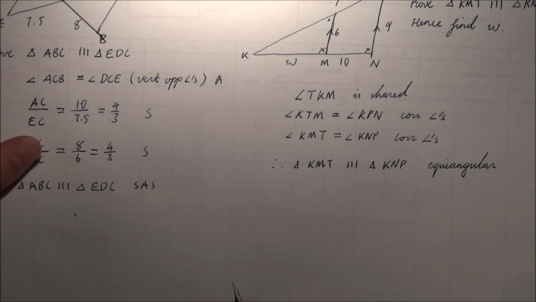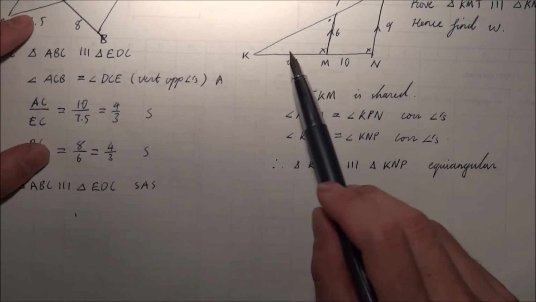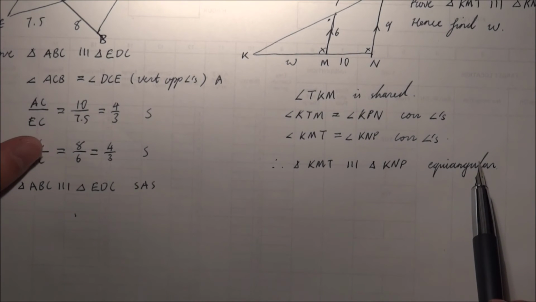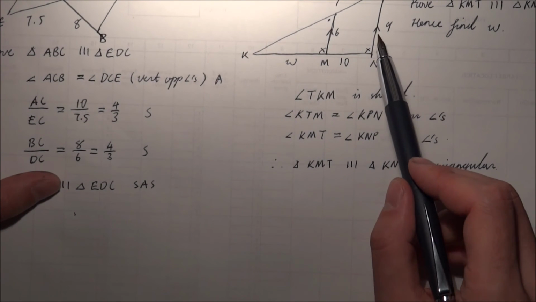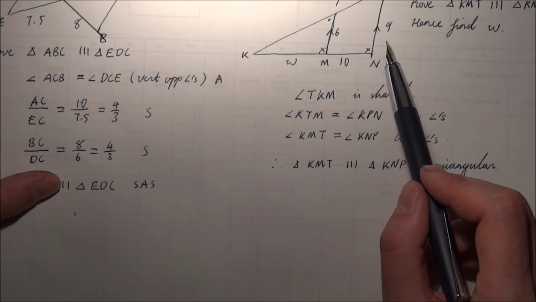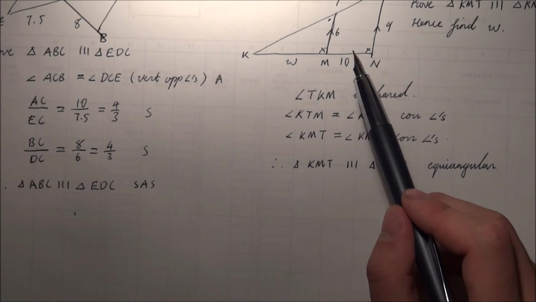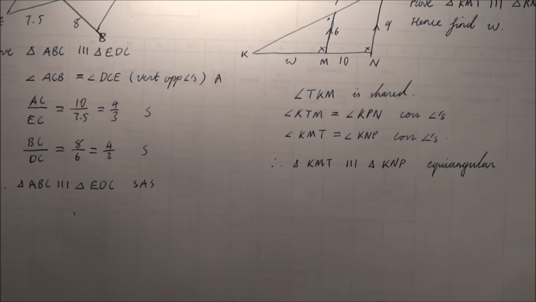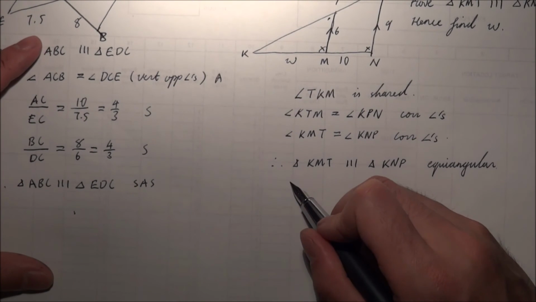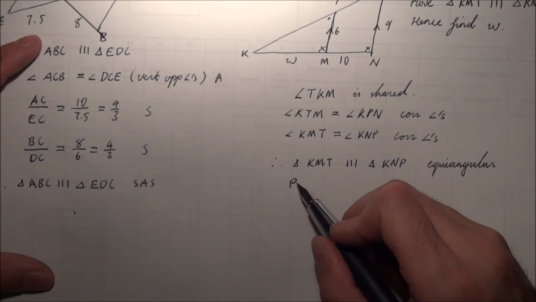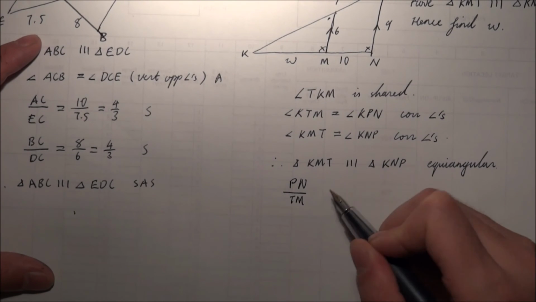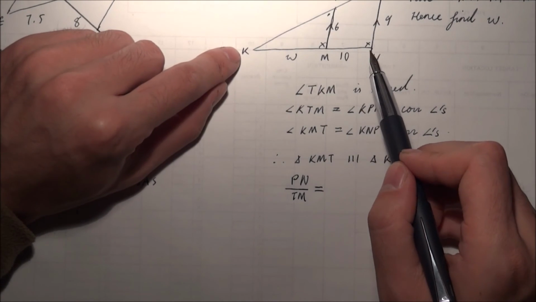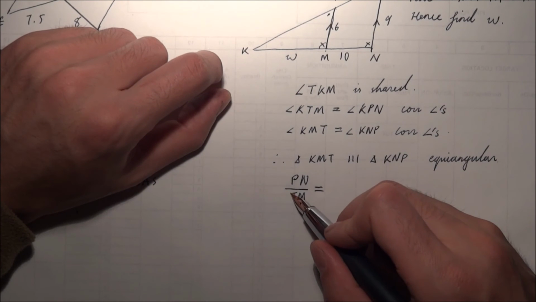Next step, hence find W. Since we have established that these two triangles are similar in this step, then we can just use these two matching sides to find the ratio. And the ratio between other matching sides of these triangles will have to be equal as well. So let's put the large one over the small one. So PN over TM will have to be the ratio. So it would be this one over this one.